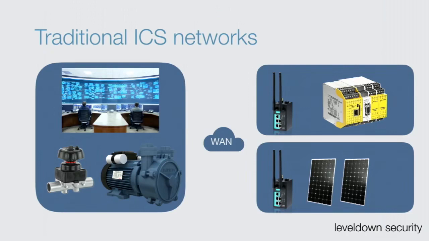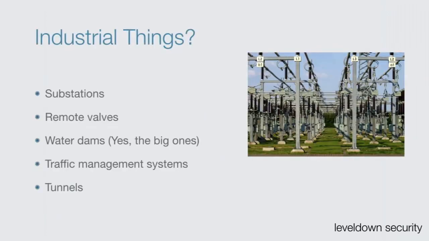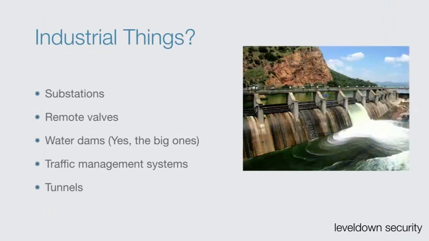So you might have, in the case of an electricity grid, solar panels that are remotely connected for data collection or for control. You might have some PLCs in your substations that are connected via some kind of WAN to your central control room. And there are all these kinds of things. So for example, substations, we have remote valves, we have water dams. So for example, the water dam in the city where I live is remotely controlled via one of the devices we're going to talk about.